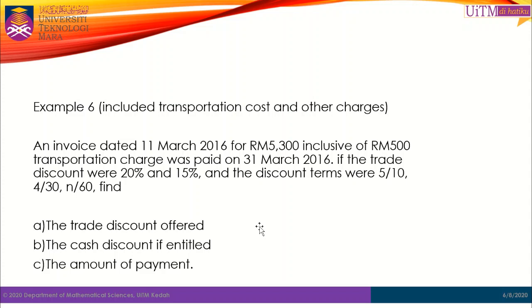5/10, 4/30 and n/60, first you have to find the trade discount offered, and then the second one, the cash discount if entitled, whether he is entitled to any cash discount or not, and lastly the amount paid. Okay, so we're going to look at this one by one. Okay, so let's see how we can solve this problem.